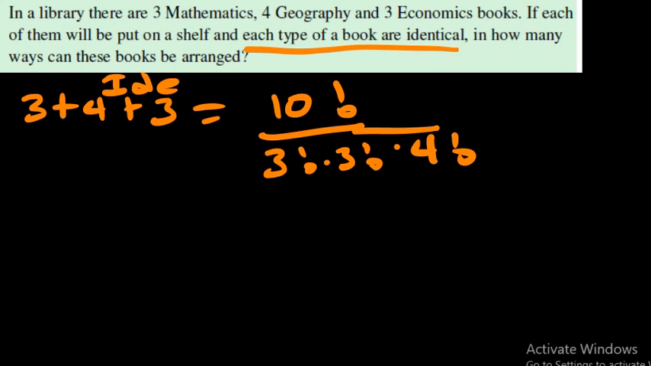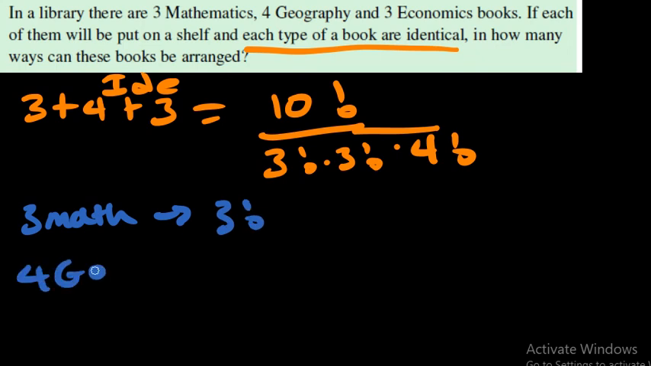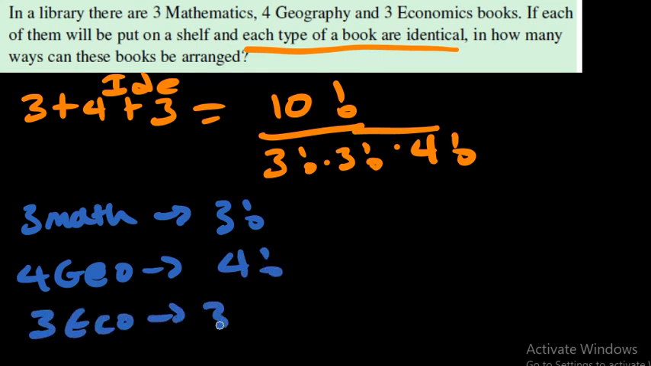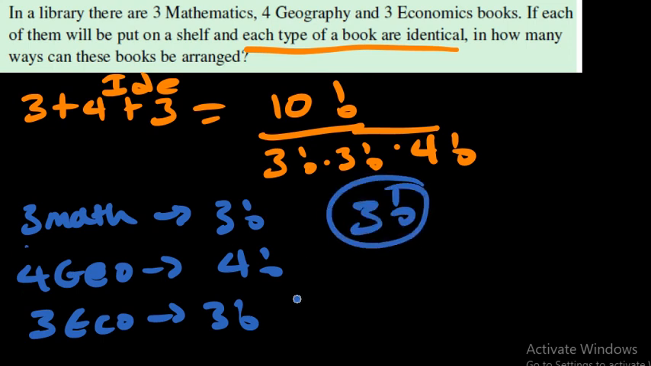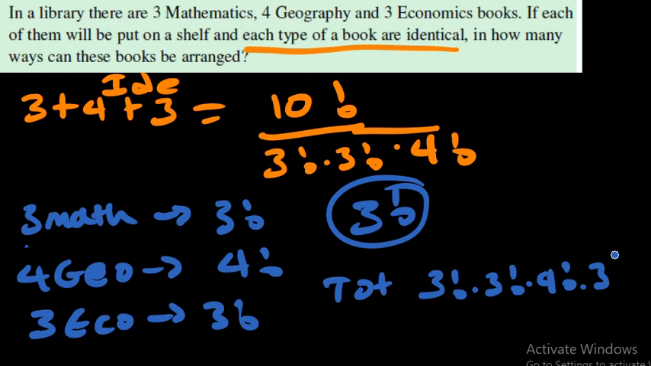If they are not identical, first of all, the 3 math books will be arranged in 3 factorial ways, and the 4 geography books also will be arranged in 4 factorial ways, and the 3 economics books also will be arranged in 3 factorial ways. And there are 3 different subjects, so this is going to be 3 factorial again. So the total number of arrangements will be 3 factorial times 3 factorial times 4 factorial times 3 factorial.